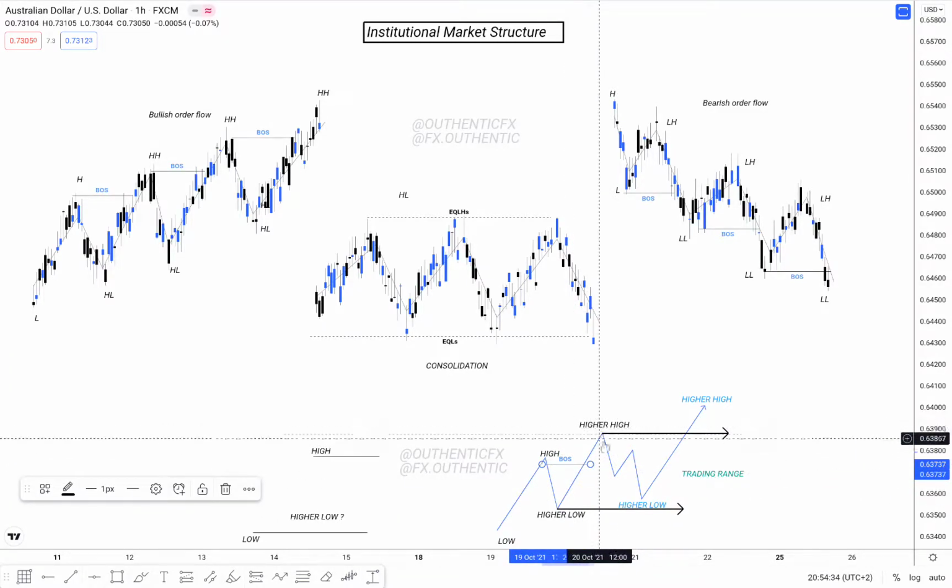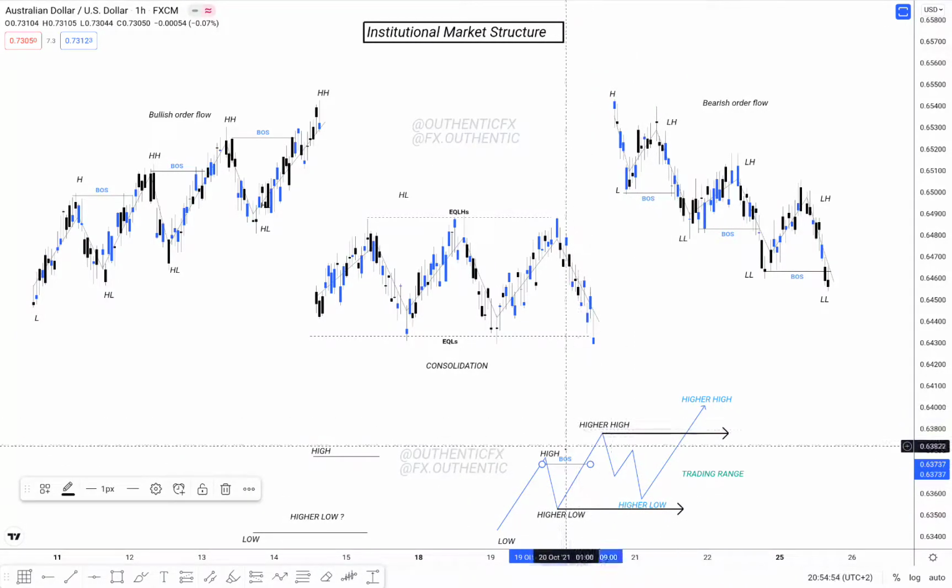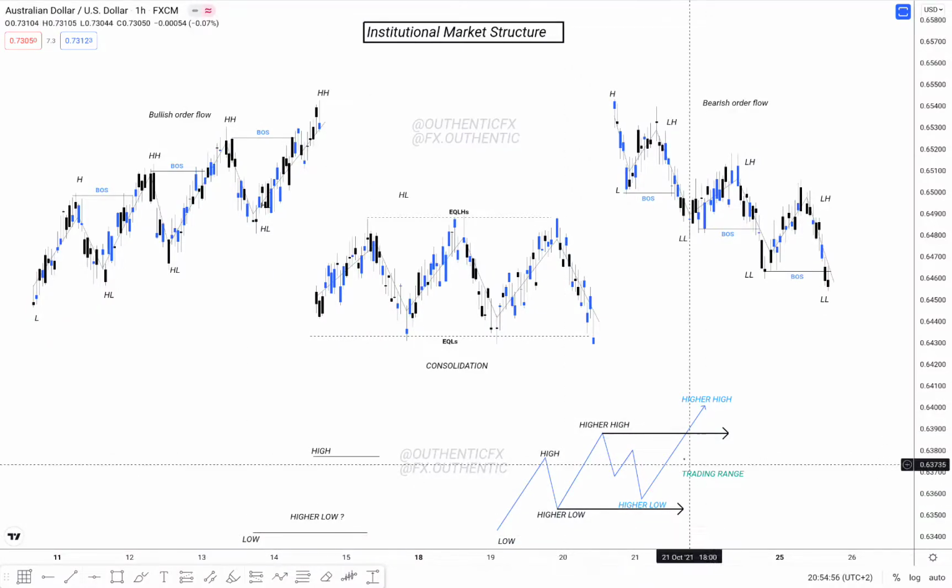So now what happens when price channels down, pushes up, channels down? This does not become our new higher low because it did not break structure. It only becomes a pullback, and then we have another expansion, and then from there this will become our new higher low because price expanded and broke structure to the left side, as you can see here.